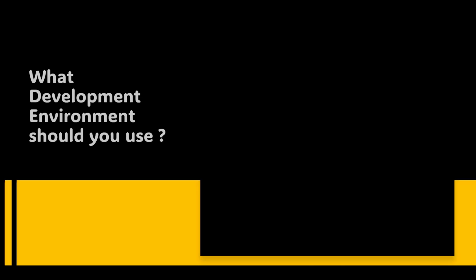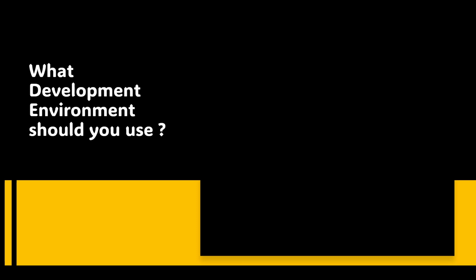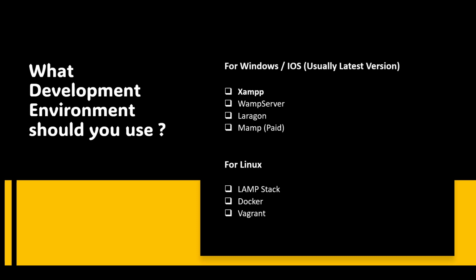So what development environment should we use? I've gone ahead to mention what a development environment is. We should be concerned about which one we should use for our computer, and so I'm here to give some recommendations. For Windows, I'll recommend XAMPP or WAMP server or Laragon or MAMP, but MAMP is paid. And for Linux, I would recommend LAMP stack, Docker, or Vagrant. Whichever one you feel comfortable with, but for the sake of this video, we're going to be using the one that is highlighted here, which is XAMPP.